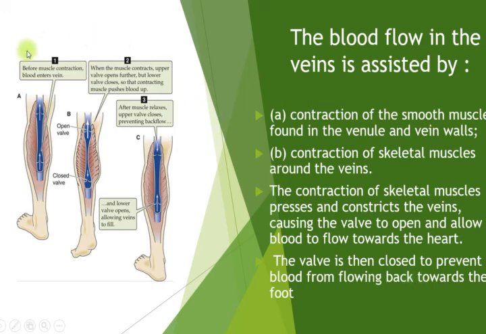Let's take a look at how the blood flows in the veins. Number one, before muscle contraction, the blood will enter into the vein. Number two, when the muscle contracts, the upper valve opens further but the lower valve closes, so that the contracting muscle pushes the blood up.